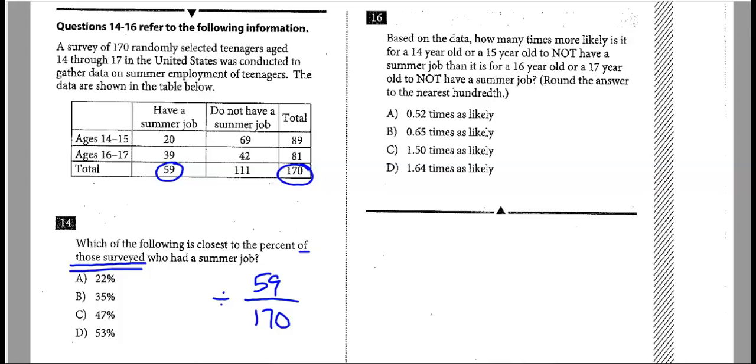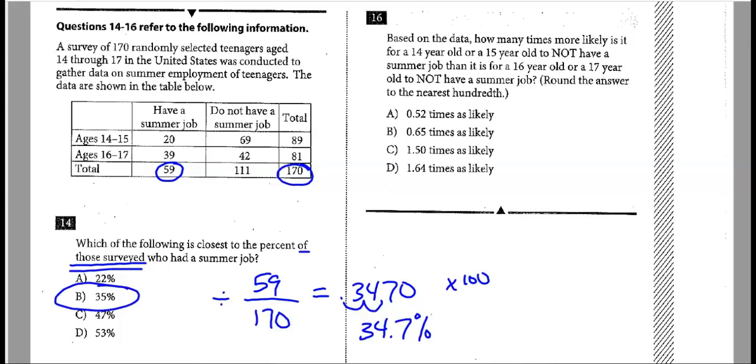Pop this in the calculator. 59 divided by 170. And I get 0.3470. That's probably enough. And then you got to times by 100, which actually just means move the decimal 2 places. So we're looking at about 34.7%. So B is going to be the closest answer there.